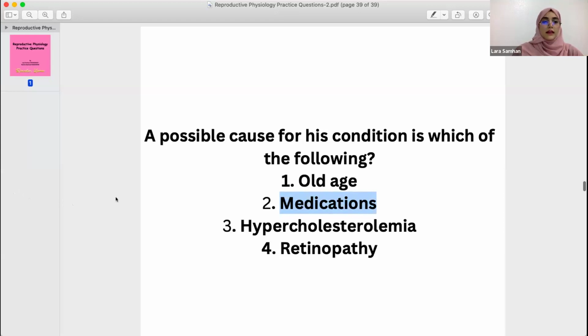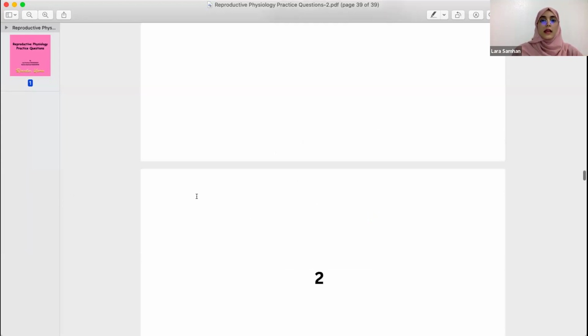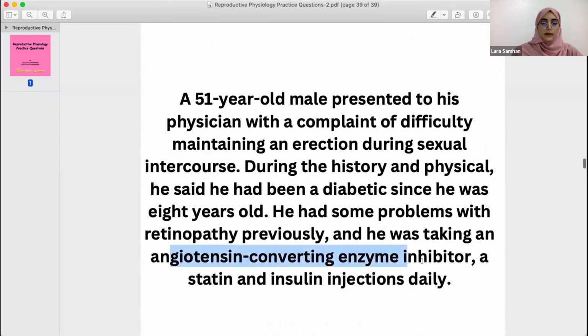Exactly, angiotensin is going to cause vasoconstriction, but our patient is taking an ACE inhibitor, which is the angiotensin converting enzyme inhibitor, so it will cause vasodilation. But even though he's taking an ACE inhibitor, other drugs that he's taking might actually cause vasoconstriction or cause the sympathetic nervous system to be stimulated. Plus, as we said, he has diabetes. This can be one of the causes of the difficulty in the erection, even though he's taking an ACE inhibitor, which causes vasodilation. Clear?